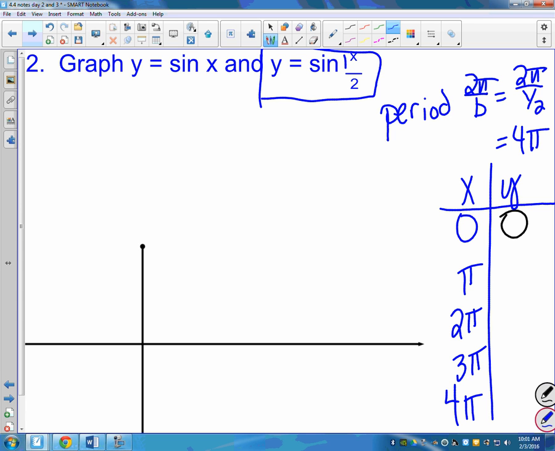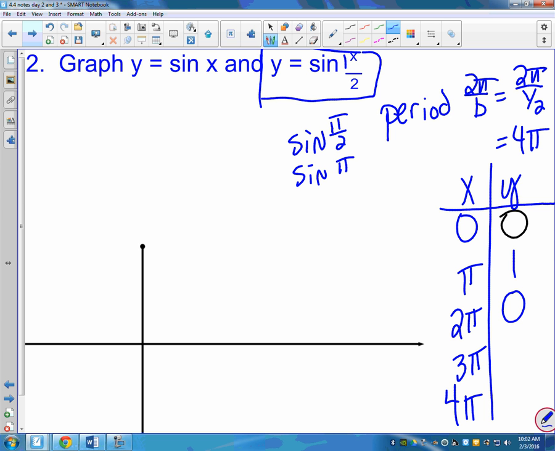So this is where you've got to be careful. I'm not asking you what the sine of pi is. I'm saying we're going to plug pi into this function. So I'm going to plug pi in there, and that gives me pi halves. What's the sine of pi halves? 1. See how these are the same values we got when our period was 2 pi? Which means if I plug 2 pi in there, 2 pi divided by 2 is really just the sine of pi, which gets me back to 0.